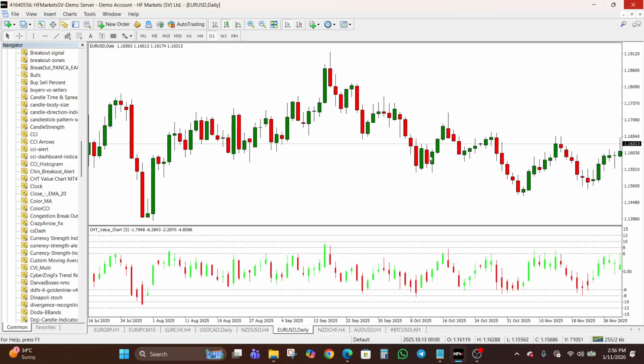Now this is how the indicator looks. It plots price movements in the normalized value zone, helping you to clearly identify overbought and oversold levels, potential reversal areas, and high probability trade setups with a level of accuracy.